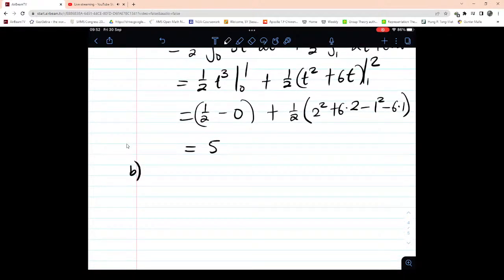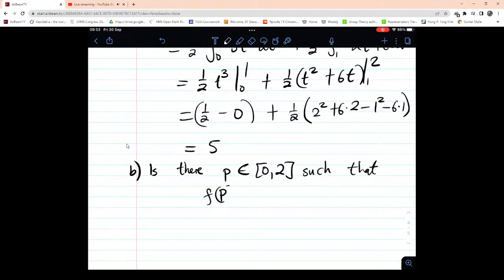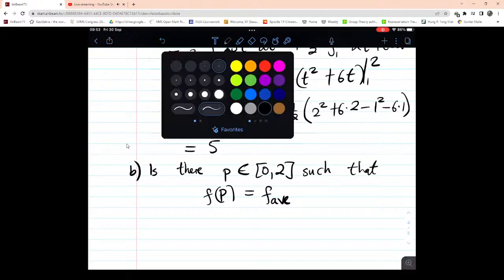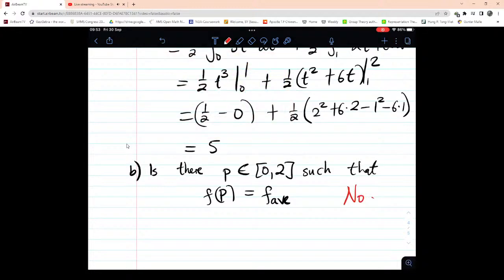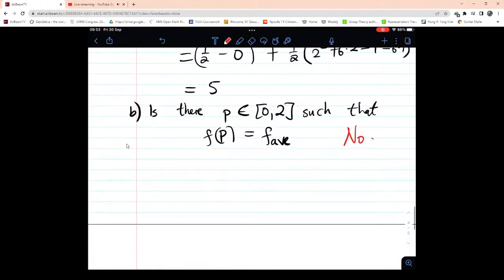Now, one question that can be asked is this: is there a p between 0 and 2 such that f of p is equal to our average of the function? And in this case, it is a no. So the answer is no. And the reason, let's look at why it is going to be no.